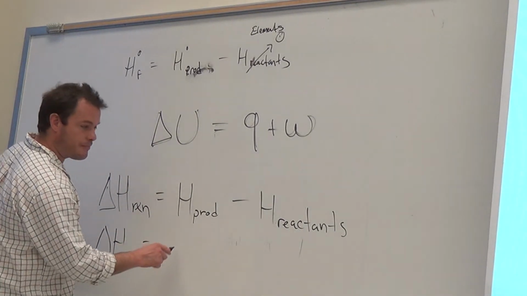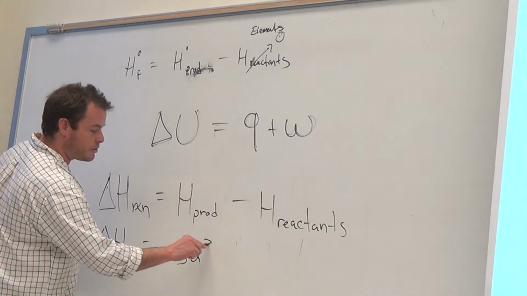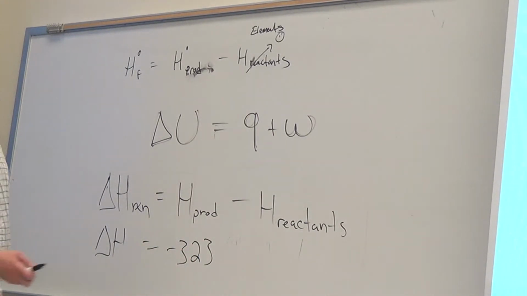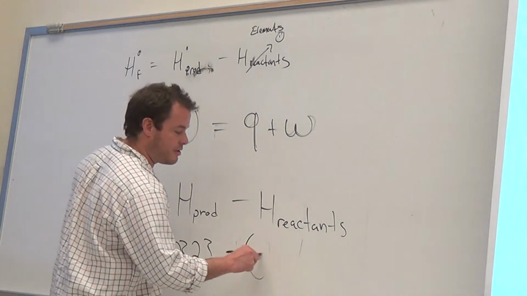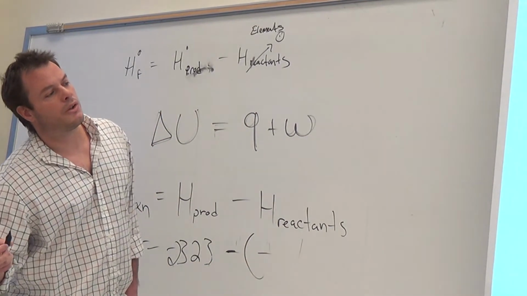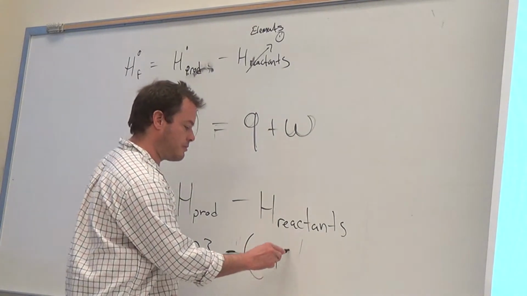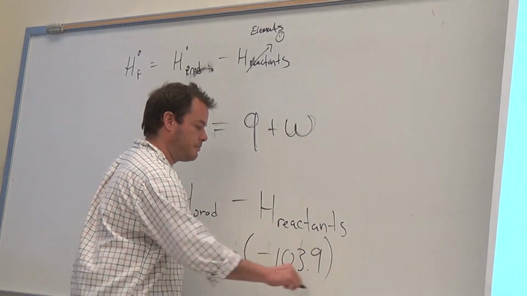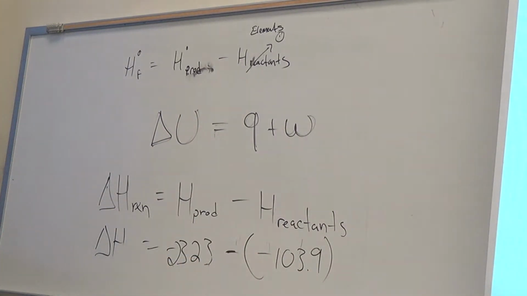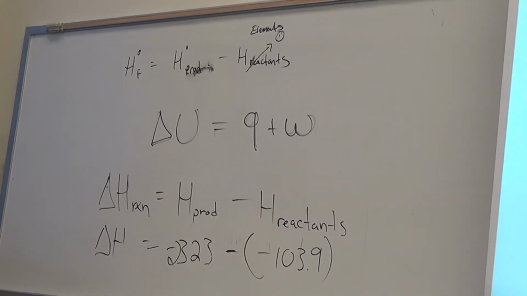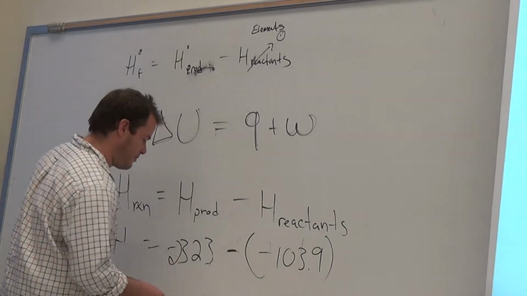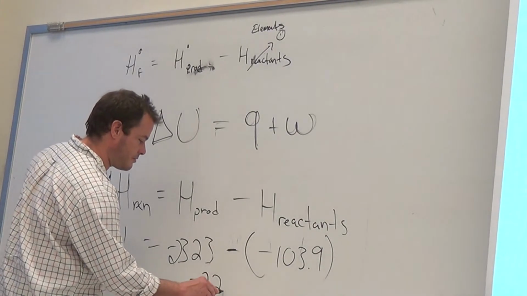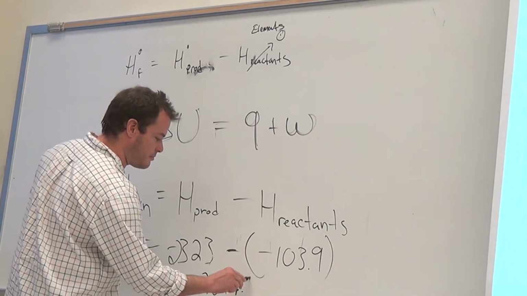And that's going to be negative 2,323, what was the last number? Or 2,230, or 2,323. Minus the negative 103.9. So whatever 323 minus 103 is, it's 200 and, what did you say it was? 2,219.8. Whatever we got.